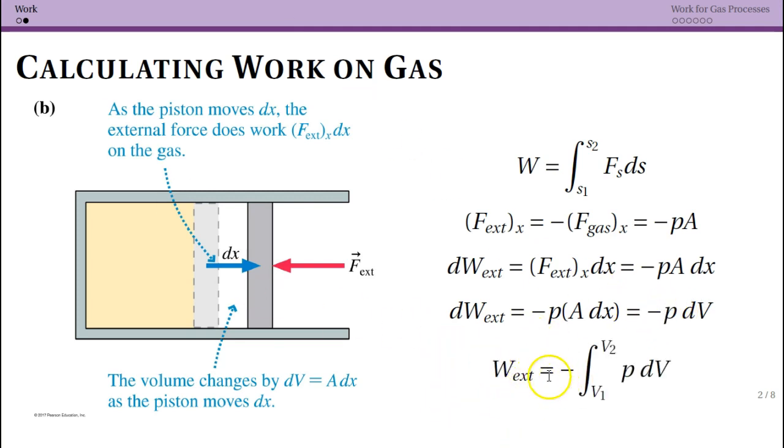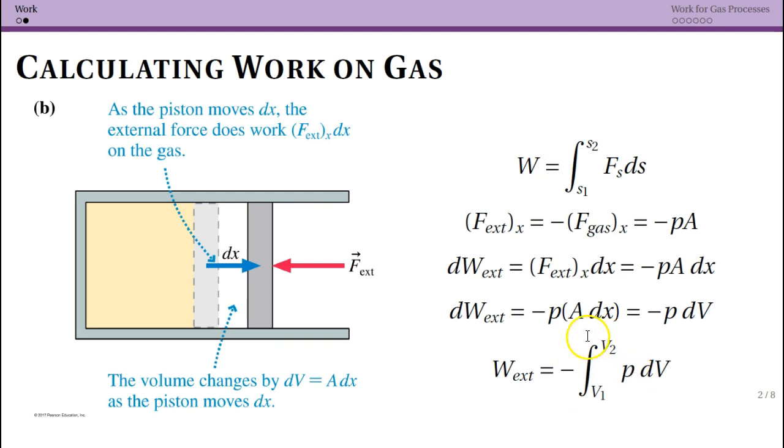So now I go back to my work equation, and because I've transformed ds, which had become dx, into dV, I now actually have my negative integral from this minus sign here, multiplied by P dV, from my initial volume to my final volume. Now, there's a few things to be careful about. One, we have defined this to be negative, and that's important. We'll talk about what that means. And two, this pressure is possibly changing.